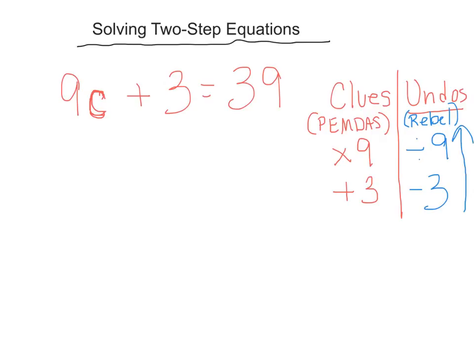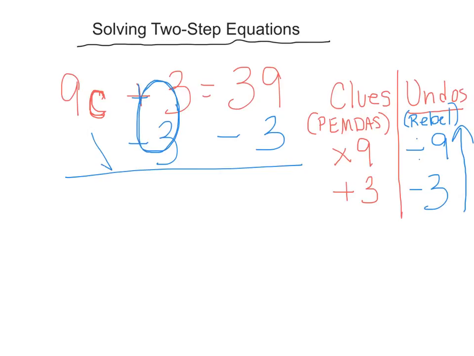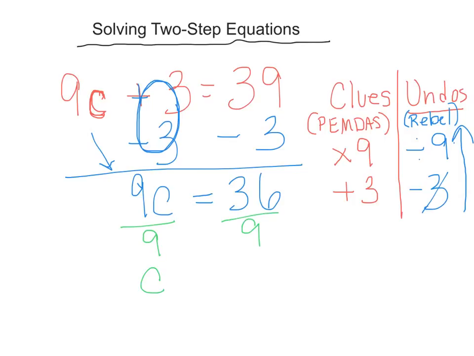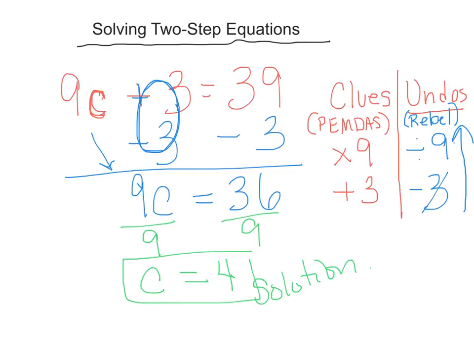So first, subtract 3 from both sides of our equation. If I had a positive 3 and I subtract 3, I end up with 0. So on the left side with the variable, I'm left with 9c equaling 36. So I'm done with my first act of rebellion and now I'm ready for my second. I'm going to divide by positive 9. Divide by 9, c equals 4. Boom, boom, boom. Done. I have my solution to this equation.